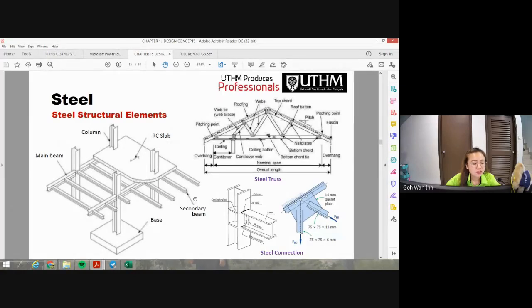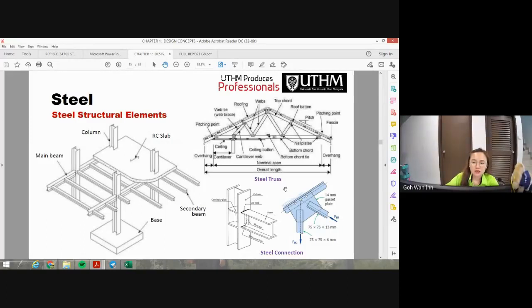It will not have a column at its support. Normally it will be used in the toilet area that is small. Okay, so from the toilet area, the secondary beam will distribute load to the main beam as point load. You remember, right? Start to remember back what you have learned before during your diploma time.